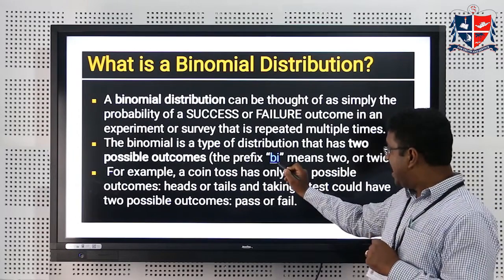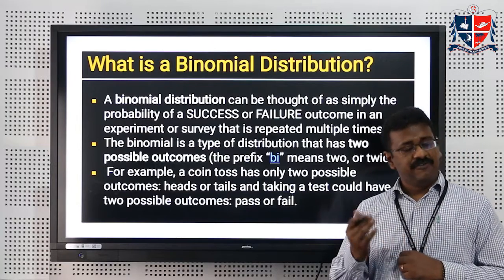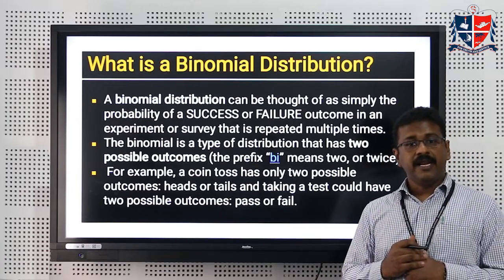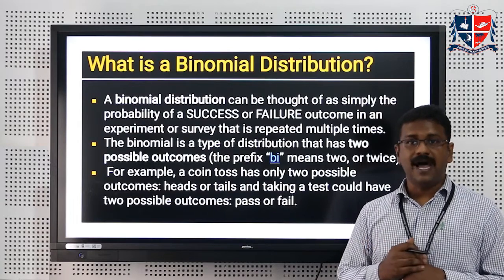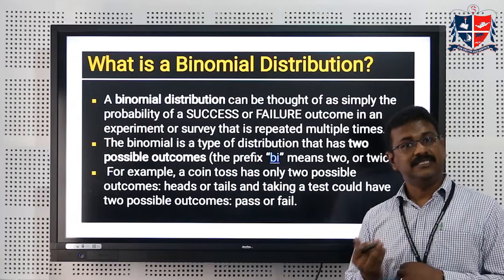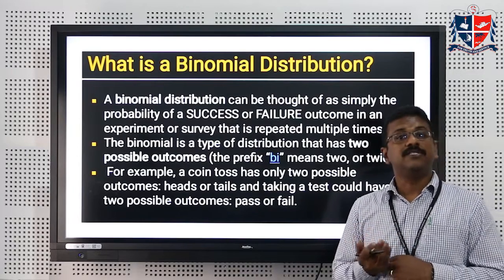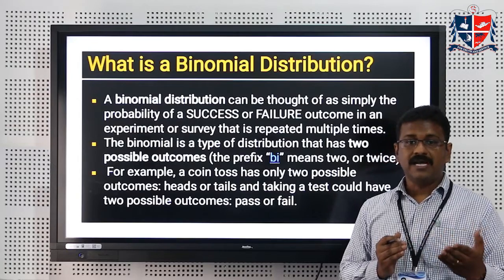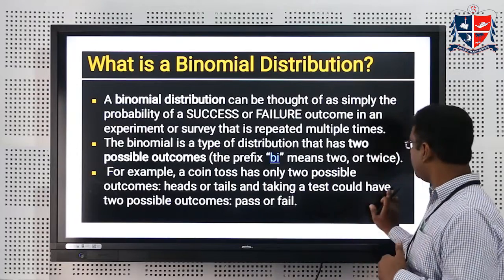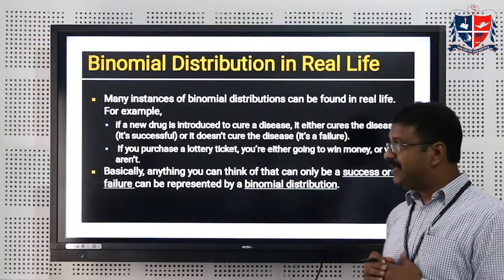The binomial is a type of distribution that has two possible outcomes. The prefix bi means two or twice. For example, a coin has only two possible outcomes when you toss it. Either it could be a head or a tail. Similarly, when you take a test, there are two possible outcomes. Either you pass or you fail.